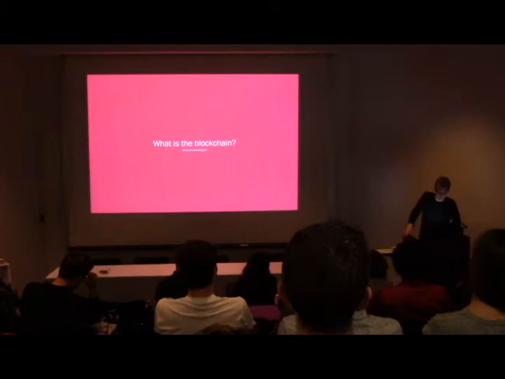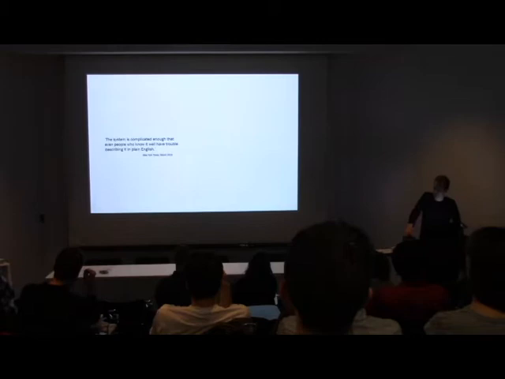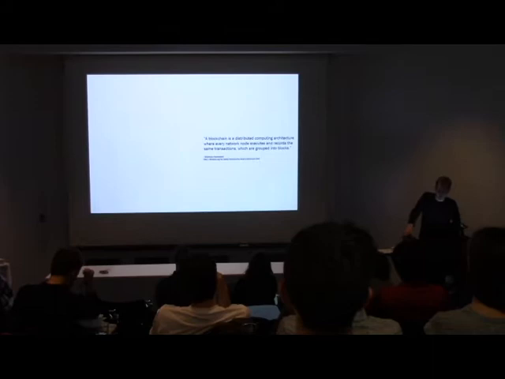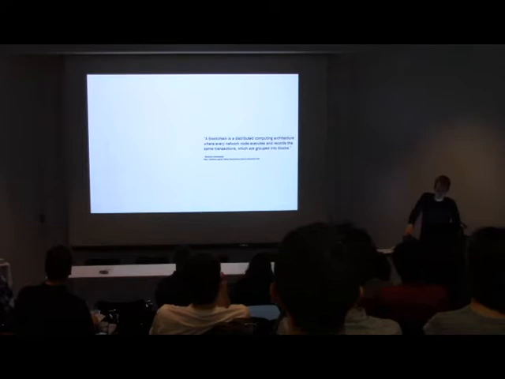The New York Times basically put it well: the system is complicated enough that even people who know it well don't know how to describe it in plain English. And this is an example. The blockchain is a distributed computing architecture where every network node executes and records the same transactions, which are grouped into blocks. Right? Accurate but meaningless.